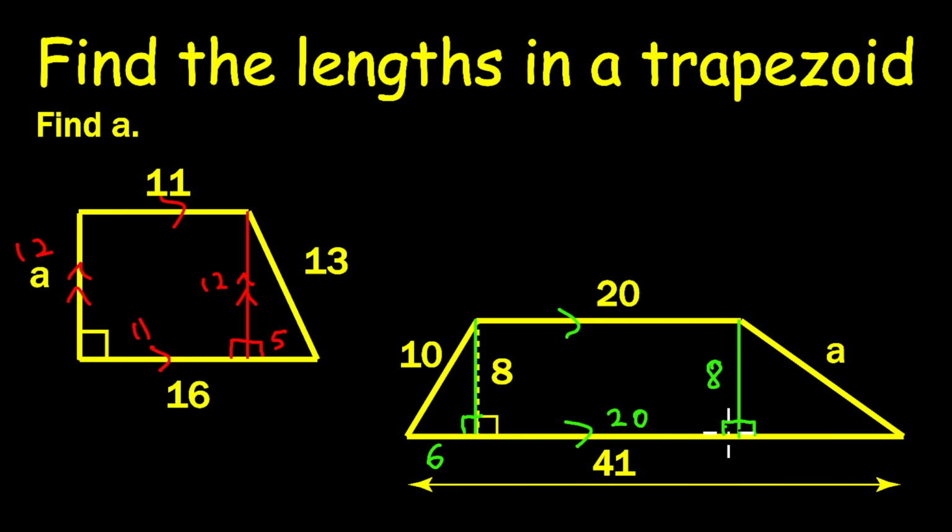So next, this entire base of the trapezoid is 41, minus 6, minus 20 leaves us with 15. And again, you can see we have a right triangle here, which is an 8, 15, 17 triangle. So A here is 17.